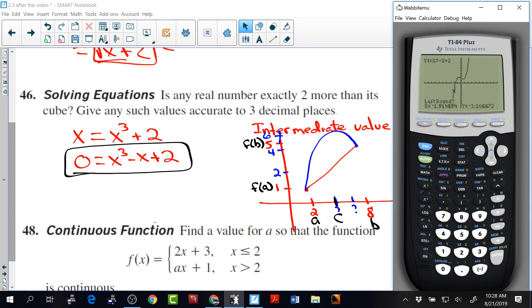I didn't get the theorem down. Okay. And I can't see it. I'll go back. All right.